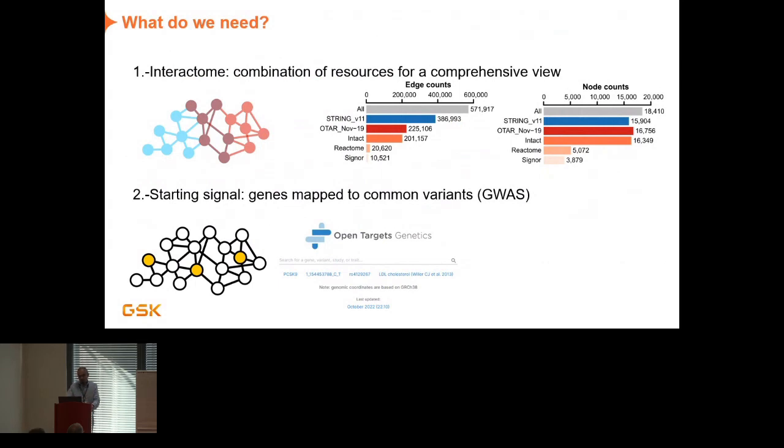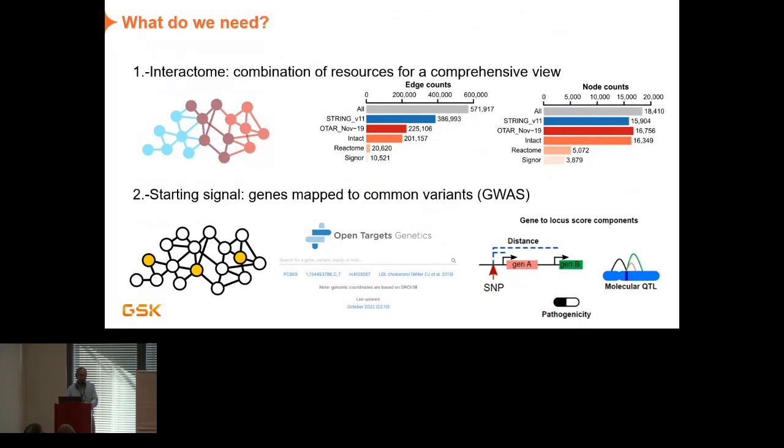We needed as well to have the genes coming from GWAS studies. In that case, we used another resource developed by Open Targets called Open Targets Genetics, which basically helps you map the SNP to the most likely causal gene for that disease. So we had that list of genes coming from Open Targets Genetics, and by the way, that's all available. You can look and search that platform.